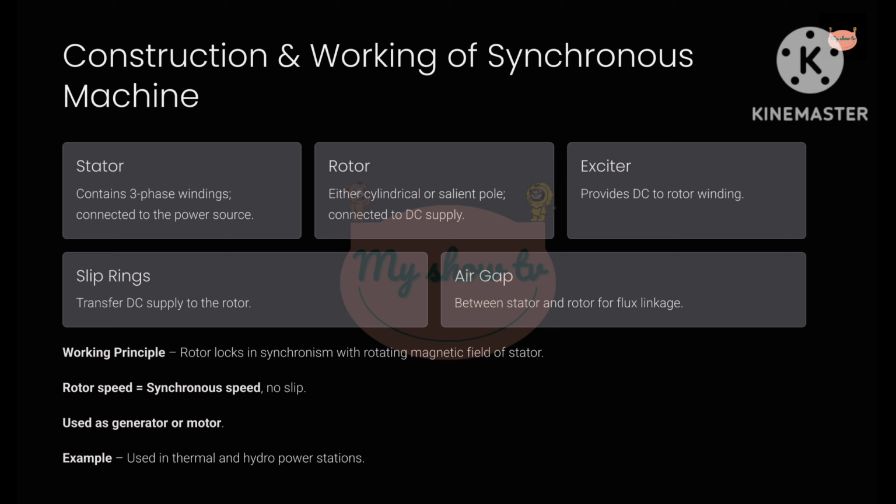8. Used as both a generator, more common, and as a motor. 9. Example, used in hydro, thermal, and nuclear power plants to generate electricity. This machine provides constant speed, making it ideal for power generation.